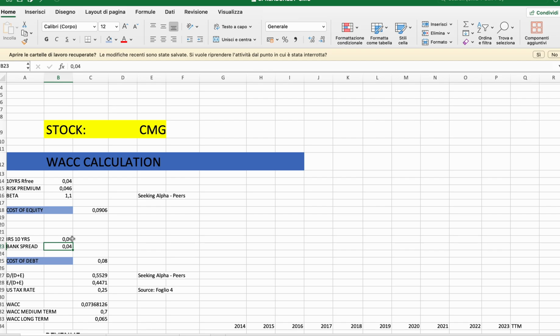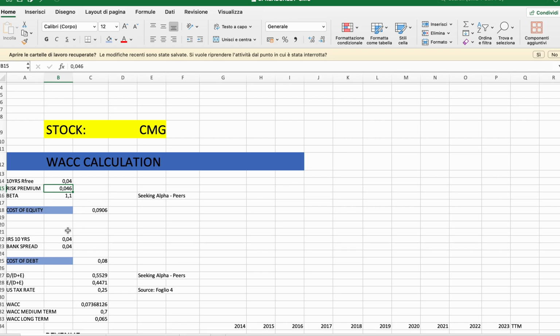Given that I've estimated the cash flows, I've taken as a reference the next 10 years for my estimations. So I thought it was fair to use that rate as a risk-free rate. Then we add the risk premium for the cost of equity, and that is taken from Aswath Damodaran's spreadsheets, and the beta that is around 1.1. And we come up with the cost of equity.